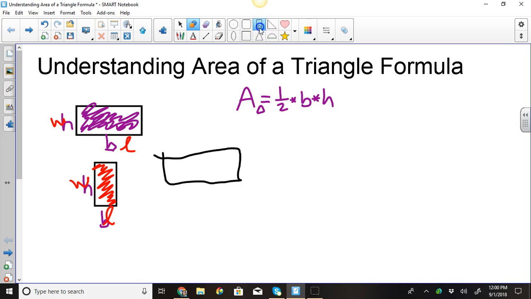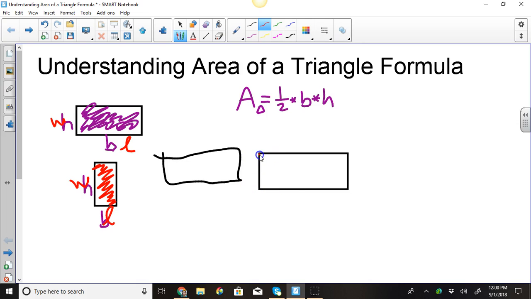Now, if I took a rectangle, and, oh, it's an ugly one. Let's do this one. There we go. So if I took a rectangle and I put a diagonal through it, like so, what I now have are two triangles. See one here and one up here? So I have two triangles now, and these two triangles together make a whole rectangle. Or you could think of a triangle as being half of a rectangle, and that's where that half comes from.